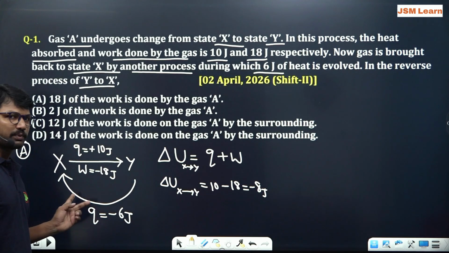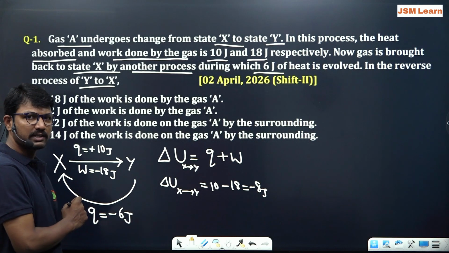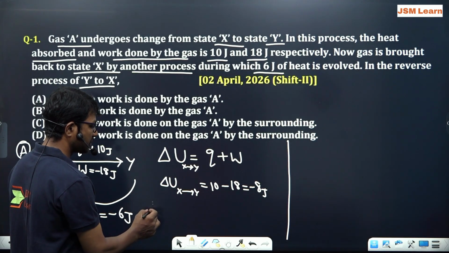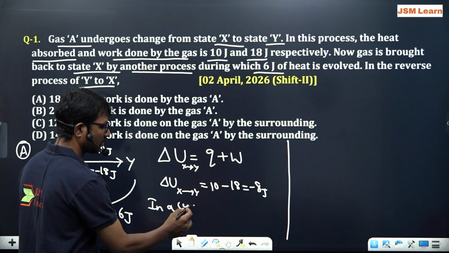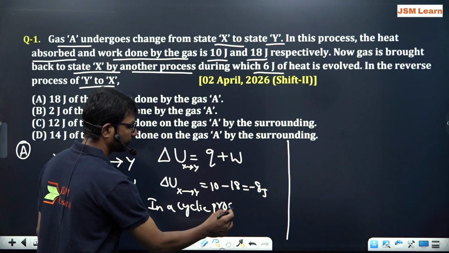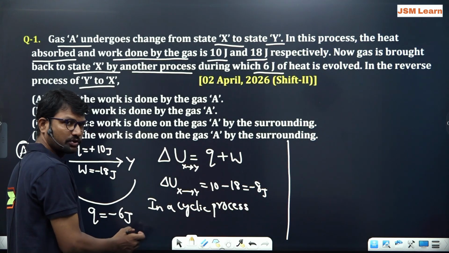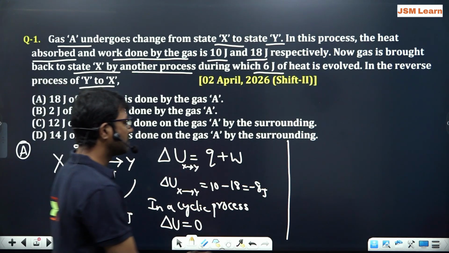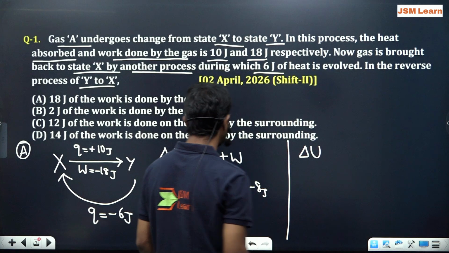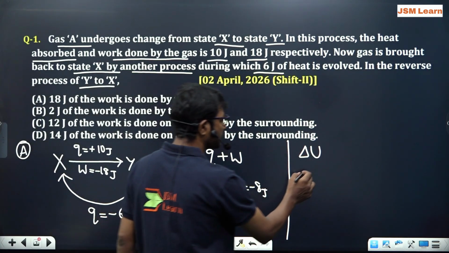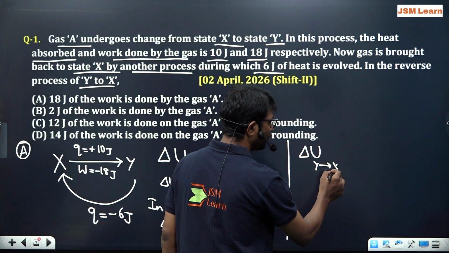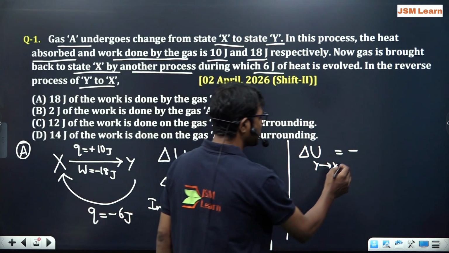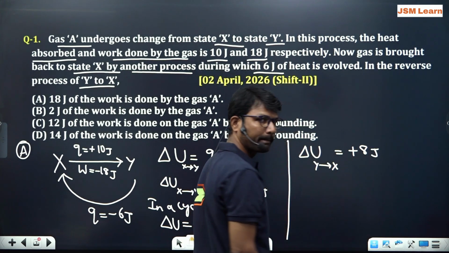Whereas in the reverse process, as this whole process is a cyclic one, the complete change in internal energy for a cyclic process, the state function value, delta U, will become 0. That means in the reverse process, when the gas is coming from Y to X, its value will be what? It was minus 8 in the forward direction, so now it will be plus 8 joules.